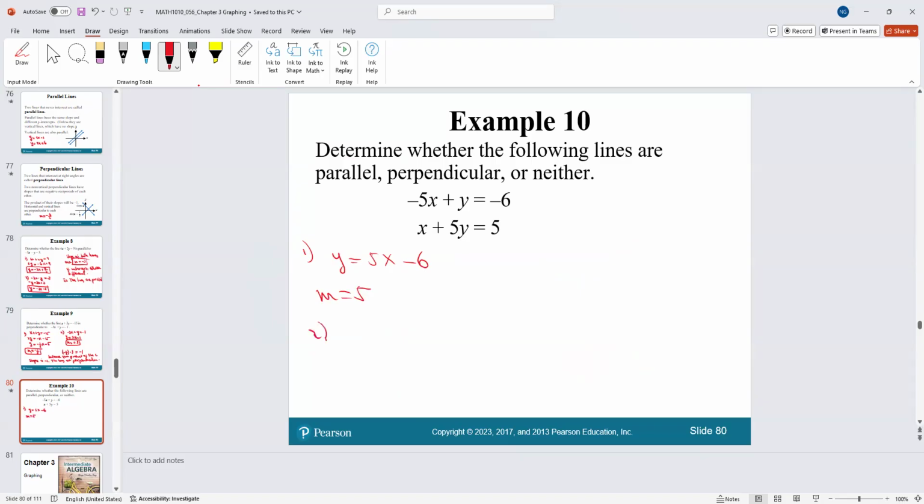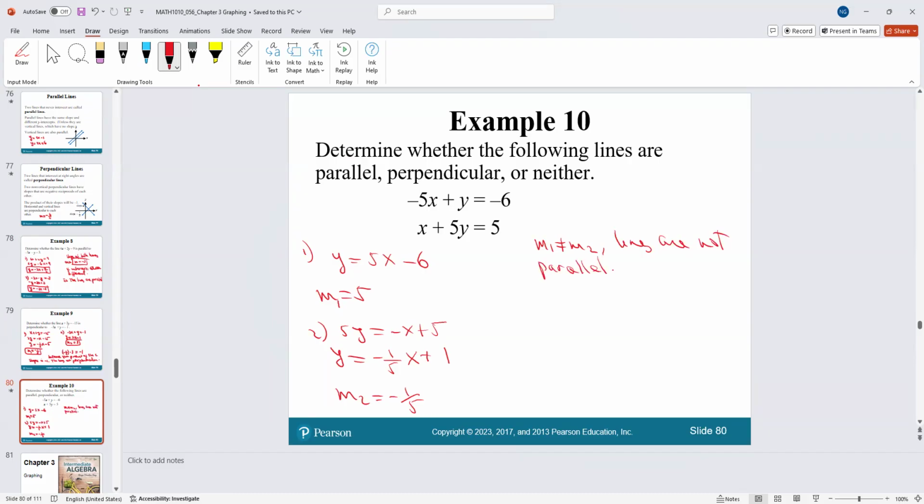I'm going to call it m1. For the second one, we have 5y equals negative x plus 5. Solving for y, we're going to have negative 1 over 5 x plus 5 over 5, which is 1. So the slope m2 is negative 1/5. First of all, you can verify that the slopes are different. m1 is not equal to m2, so the lines are not parallel.